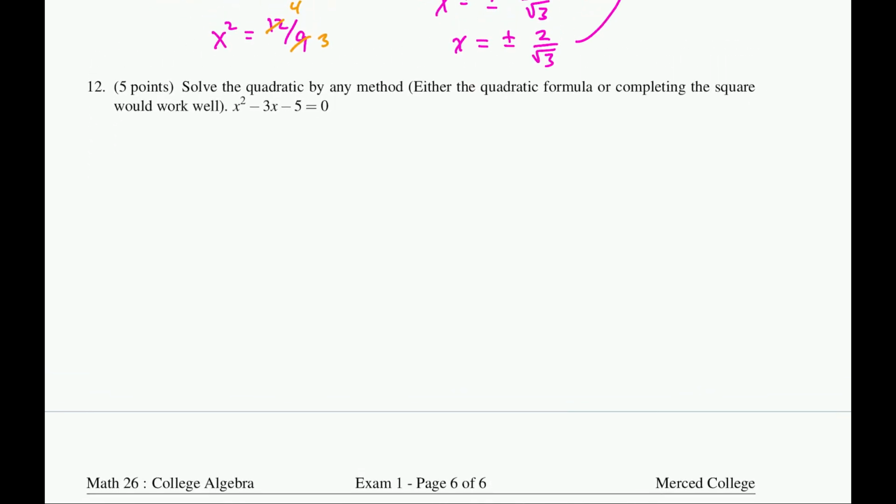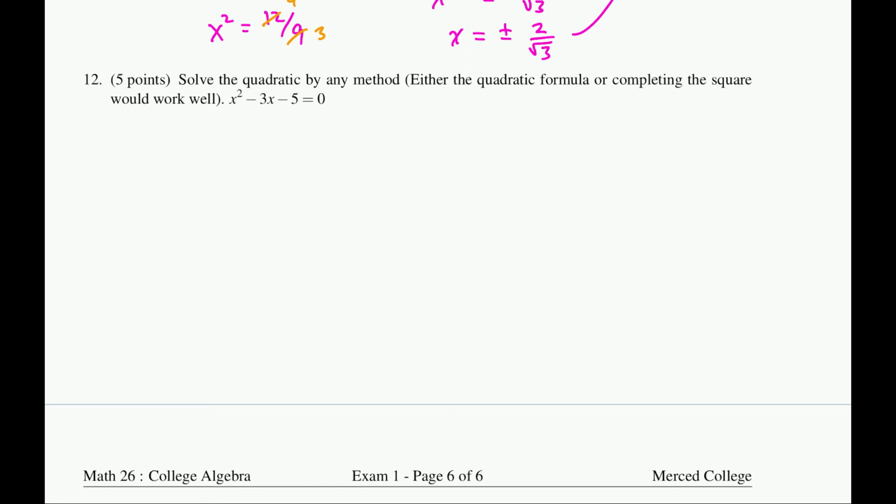Right. Next question. Solve the quadratic by any method. And your choices here are quadratic formula or completing the square, pretty much. I'll do both maybe, just to show you. So let's do the quadratic formula first. So quadratic formula, if you remember, is x is going to be negative b plus or minus square root b squared minus 4ac over 2a. Good thing to write down if you don't remember it. And then we're going to fill in the numbers.